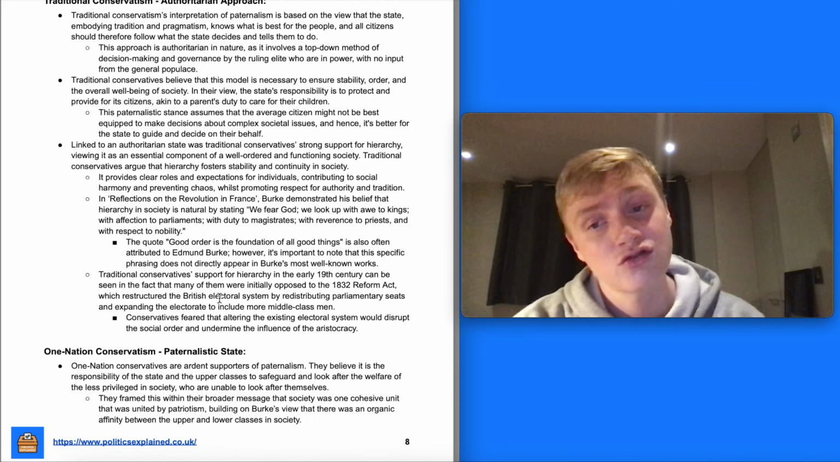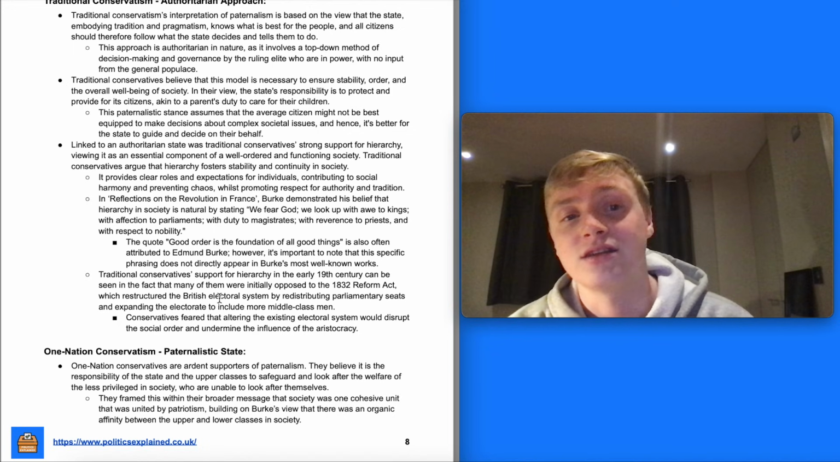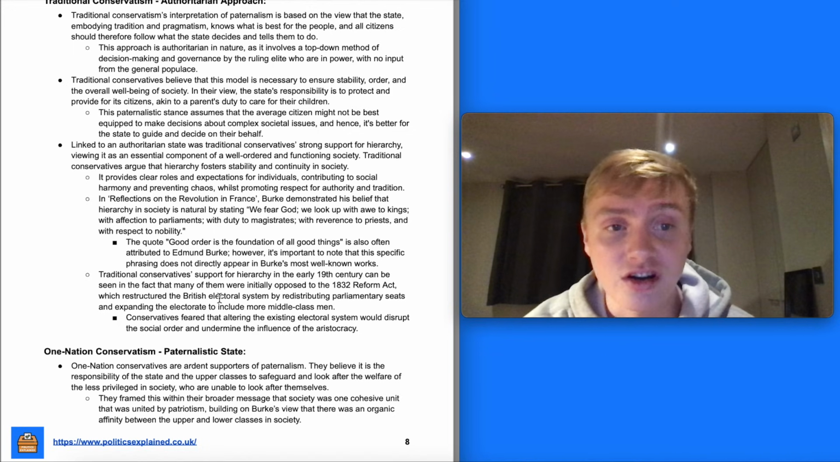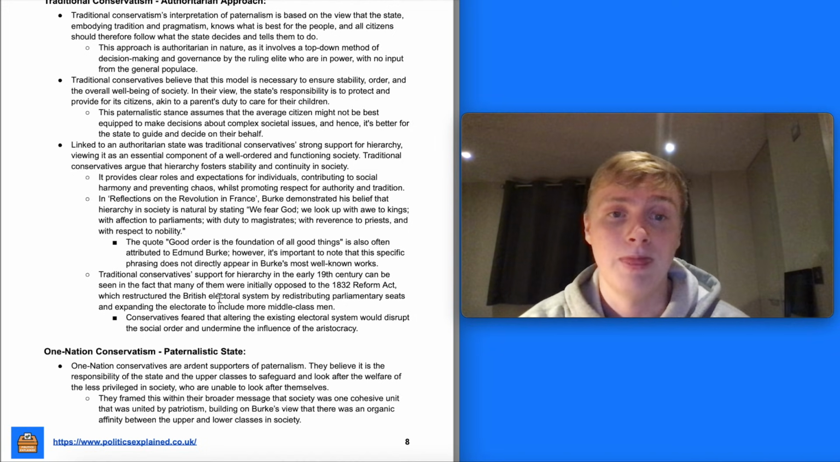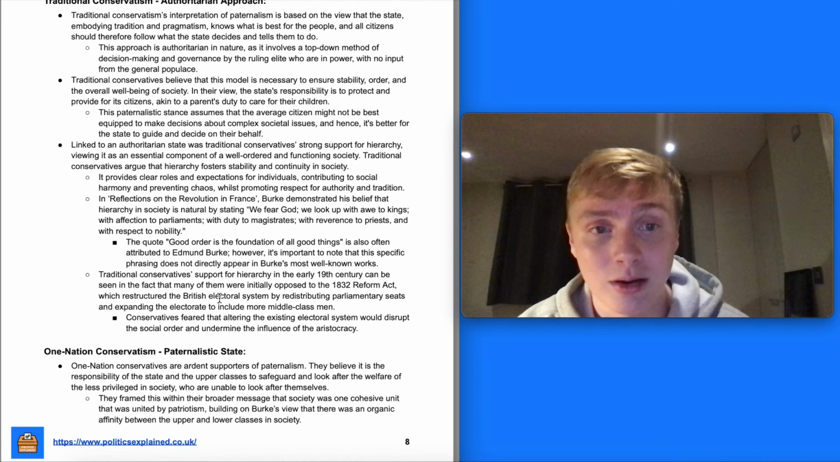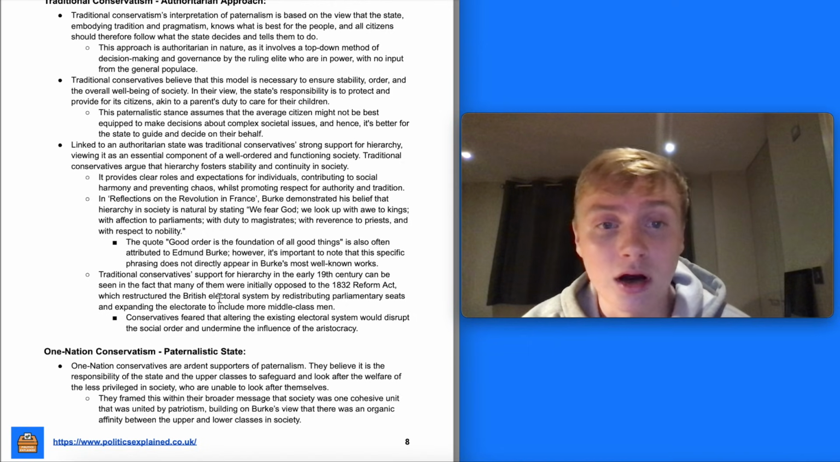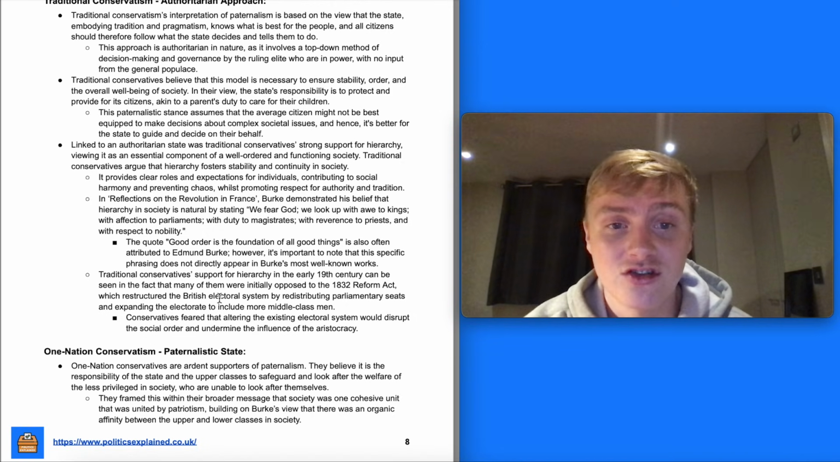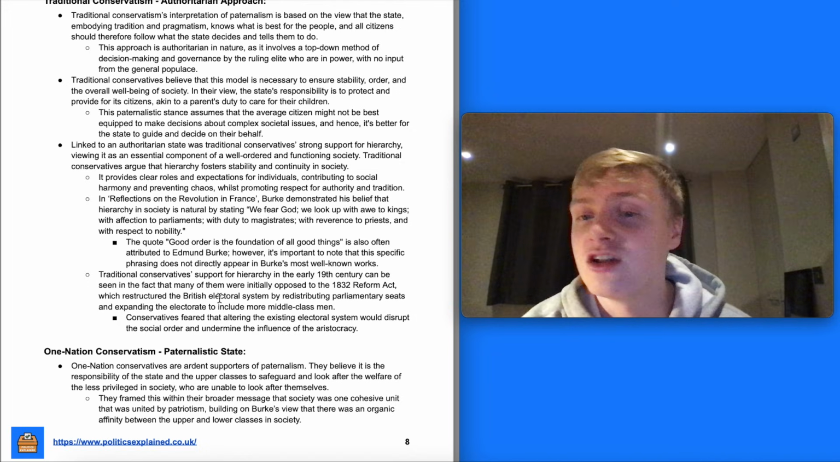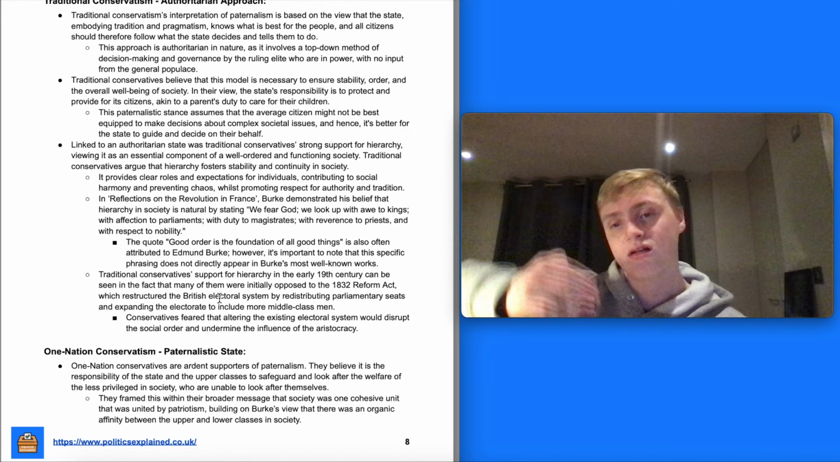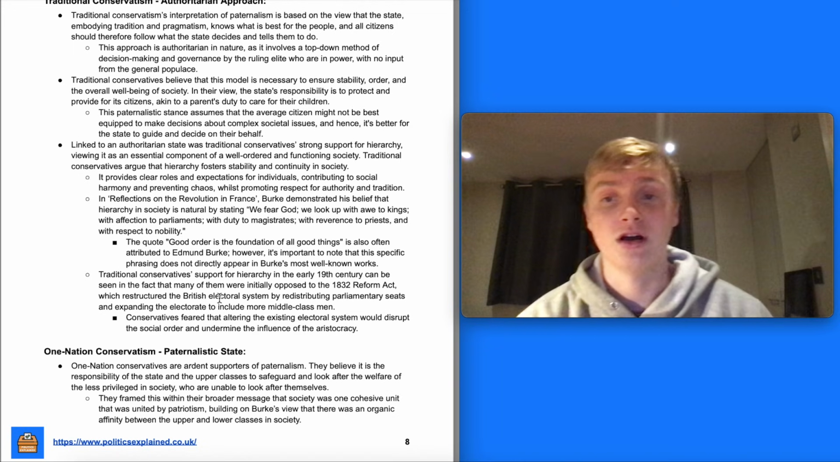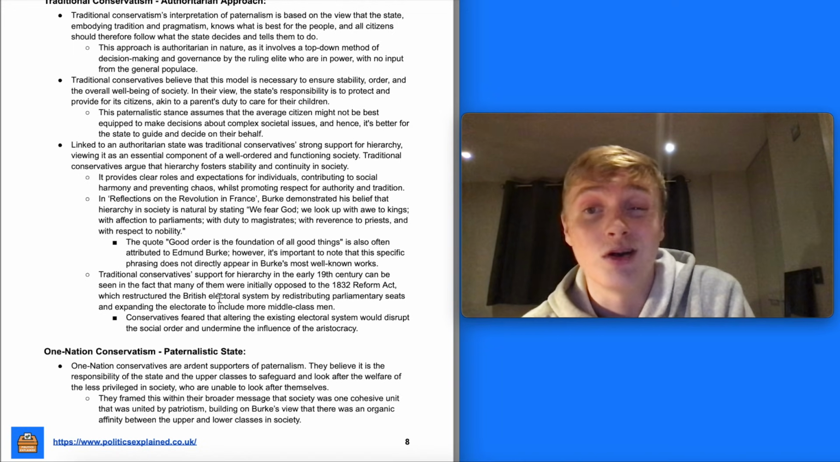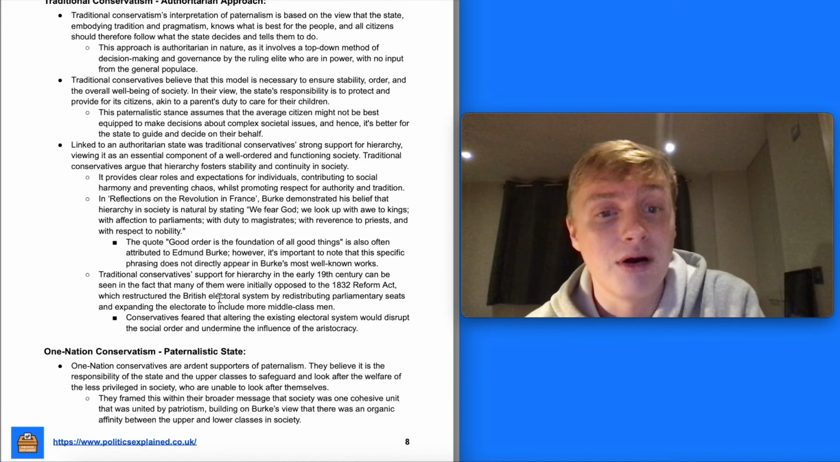And linked to this was their really strong support for hierarchy. They viewed it as an essential component of a well-ordered, functioning society. Burke, for example, demonstrated his belief that hierarchy was natural by stating, "We fear God. We look up with awe to kings, with affection to parliaments, with duty to magistrates, with reverence to priests, and with respect to nobility." So there's a real articulation that hierarchy is natural, and we should look to those who are in power and respect their decisions, as they have the right to rule effectively.